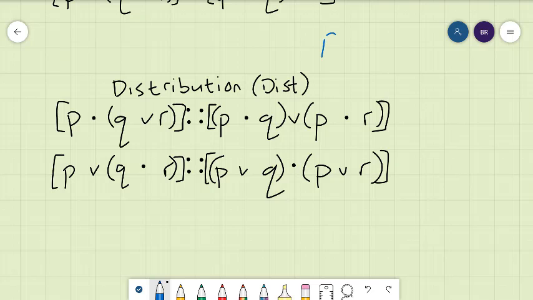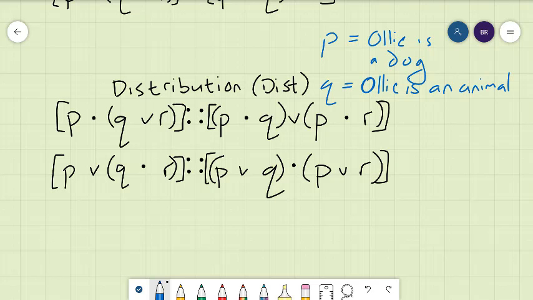So if you let P be Ollie is a dog, if you let Q be Ollie is an animal, and you let R be Ollie has ears. You can see that Ollie is a dog, and either Ollie is an animal or Ollie has ears. That's just the same thing as saying either Ollie is a dog and Ollie is an animal, or Ollie is a dog and Ollie has ears. So distribution is what tells us those two are logically equivalent.